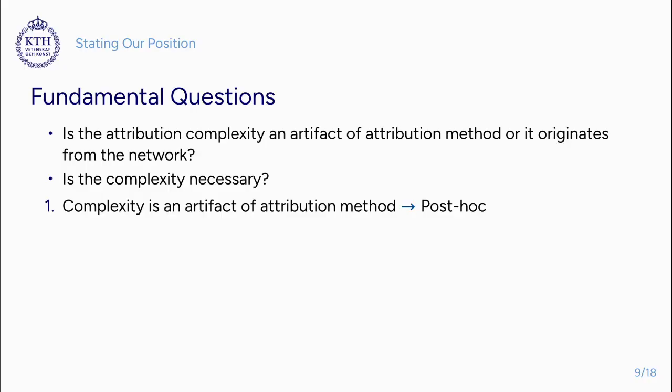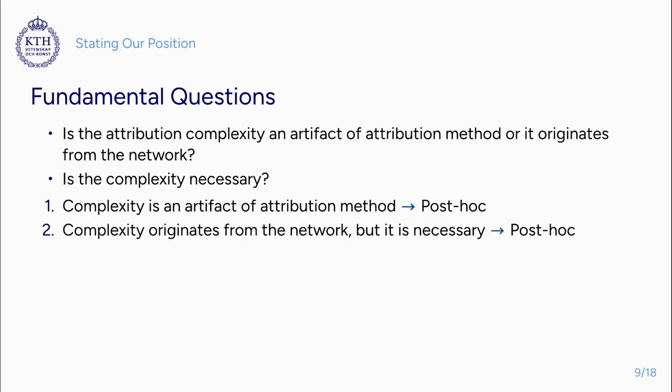The answer to the first question, for post hoc methods, we believe should be that complexity is an artifact of attribution methods. So people who are doing complexity reduction of attribution must implicitly assume that the complexity is an artifact of attribution methods, so it makes sense to change the attribution methods to solve the problem. And for the second question, even if the complexity of attribution comes from the network, I need this complexity. So I cannot change or simplify the network, so I have to focus on changing the attribution method.